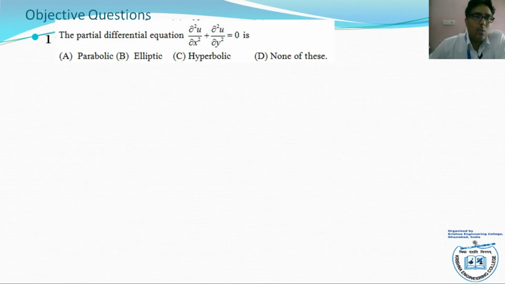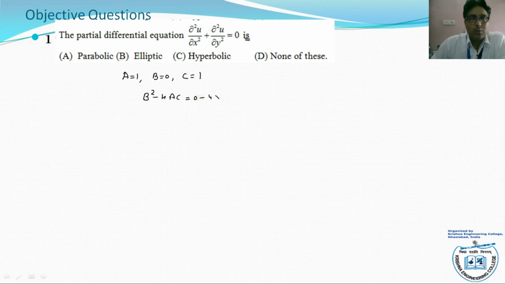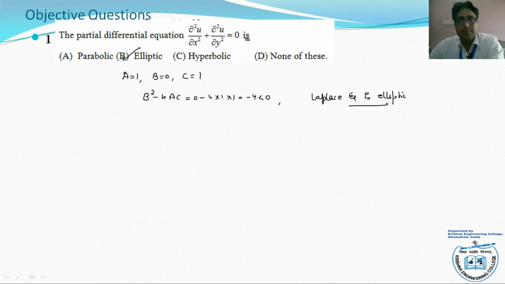Clear? Objective problems. The partial differential equation is, this is the problem of classification. Here a is equal to 1, b is equal to 0, c is equal to 1. So b square minus 4ac is equal to 0 minus 4 into 1 into 1, which is minus 4. This is less than 0. So Laplace equation is elliptic. Clear? So option B is correct here.